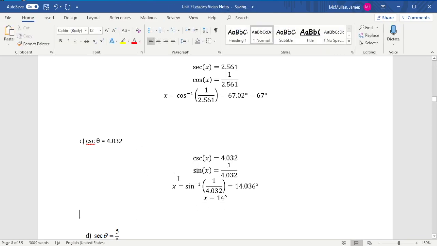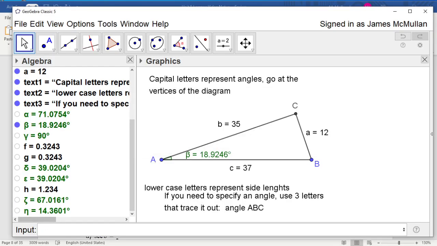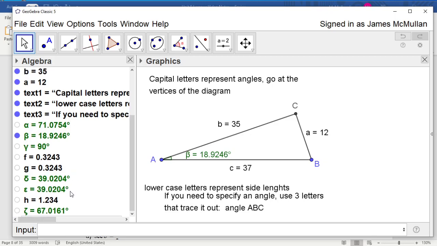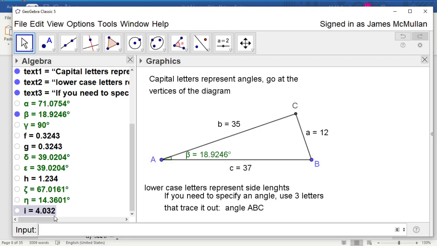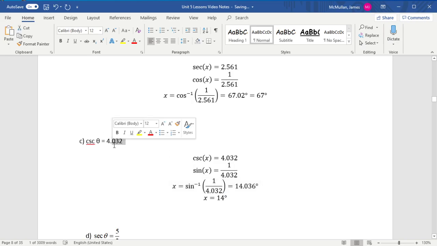Okay? So again, let's just try that quickly. Cosecant, okay, so cosecant of 14.3601 gives me 4.032, which is what I was looking for.